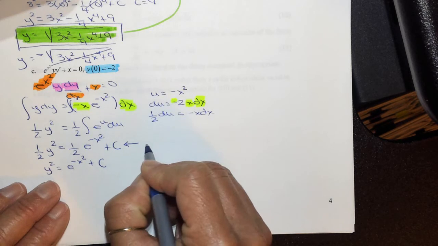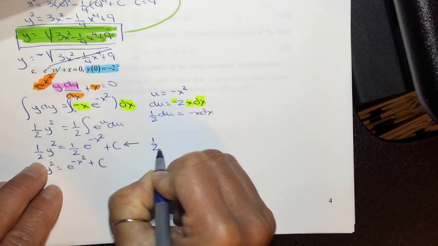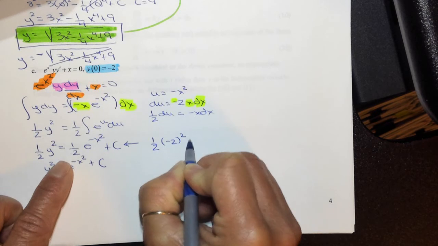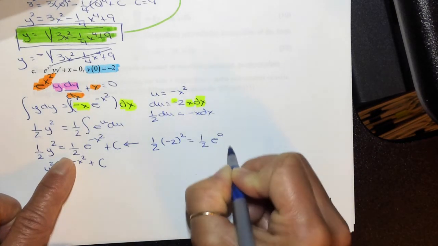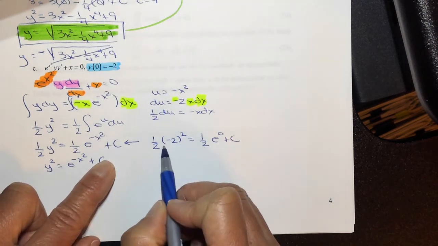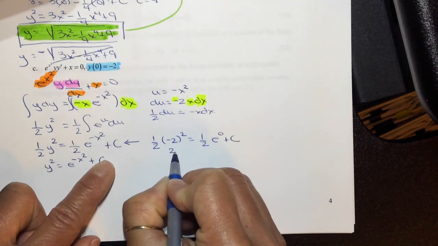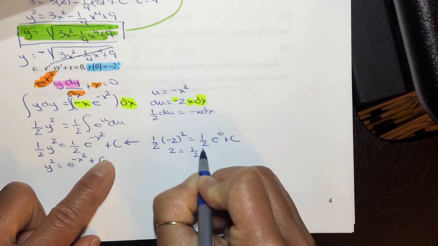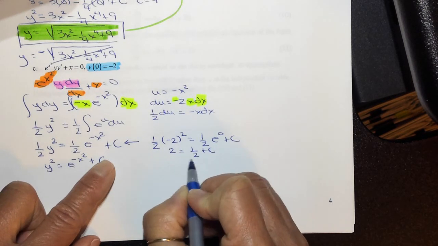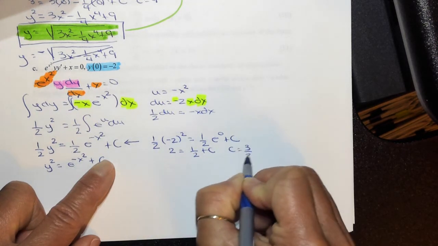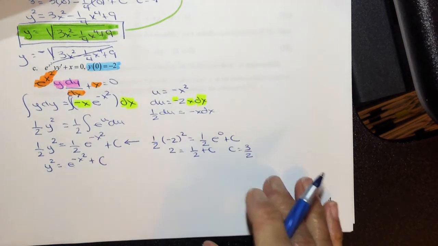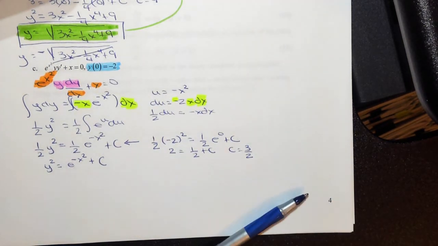So when I plug this in, I'm going to go over here. We have 1/2 times -2 squared is equal to 1/2 e to the 0 plus c. So this becomes 2 is equal to 1/2 plus c. So then in this case, this is 4/2 minus 1/2, so c is equal to 3/2. So before I multiplied by 2, what I should have done is I should have solved for c. Then I can easily multiply by 2.